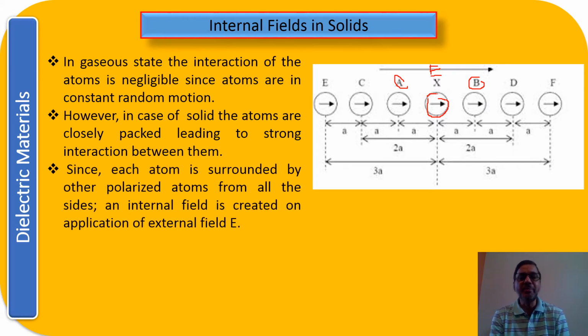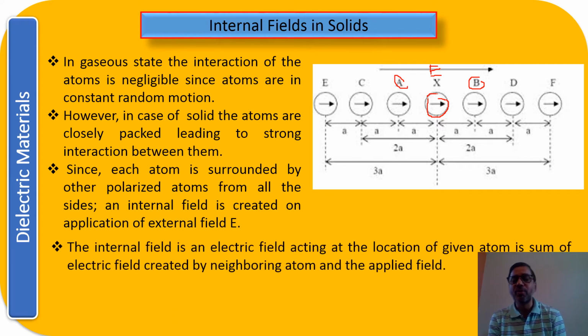Since each atom is surrounded by other polarized atoms from all sides, an internal field is created on application of the external field E. So therefore, if we apply an external field E, because of the polarization, a net internal field or additional internal field is going to be created. And this is the expression that we are going to find out.